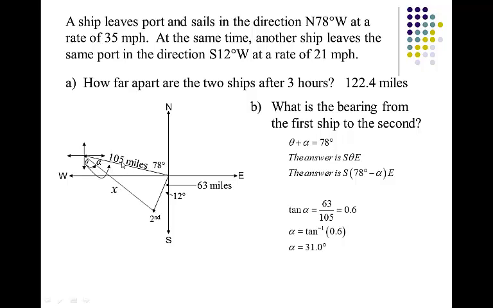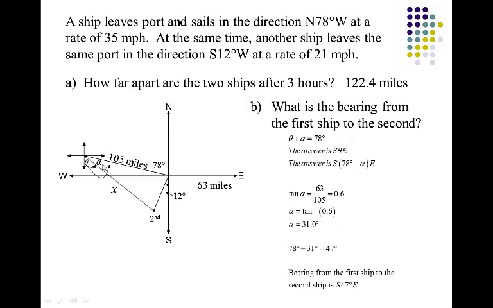Well, if I have two legs, I'll use tangent. So notice I use tangent of alpha is opposite over adjacent. I do the inverse tangent. Whenever you're looking for an angle, you'll do an inverse function. In this case, it's tangent. And I get alpha to be 31 degrees. So all the way from the south line to that line to the first ship is 78 degrees. I only want the piece on the outside. The piece on the inside is 31.